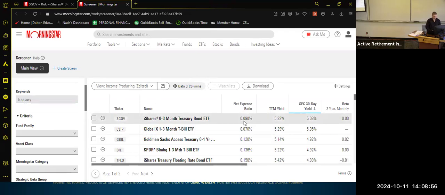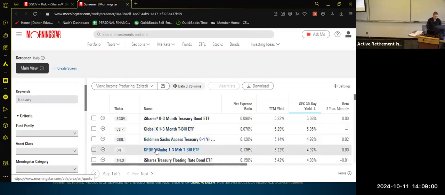Nice low expense ratio. You've also got this one from Goldman Sachs, SPDR. All of these are great. All of these are wonderful. I just picked the one at the top because it was appealing. And we just like that fund. So again, this screener is awesome.